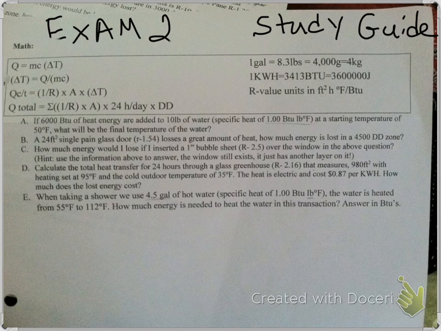All right, question E. When taking a shower, we use 4.5 gallons of hot water with a specific heat of 1 BTU per pound degree Fahrenheit. And the water is heated from 55 degrees Fahrenheit to 112. How much energy is needed to heat the water in transition? Answer in BTUs. So I'm going to be using my equation with the Q.